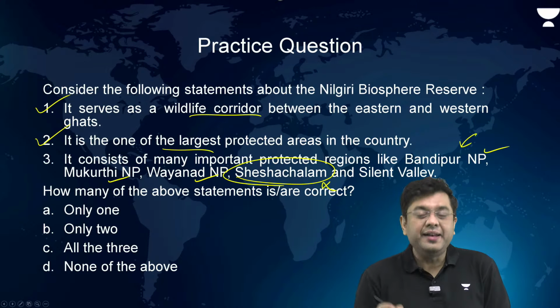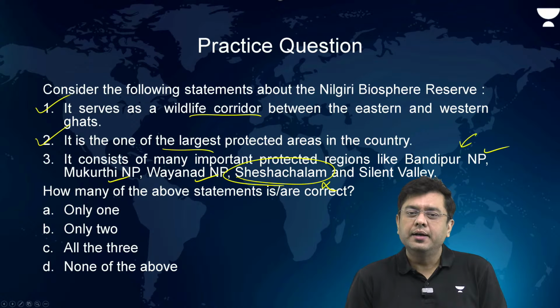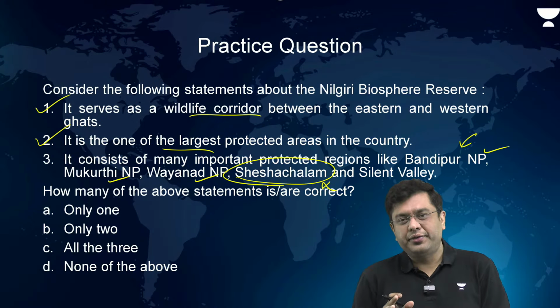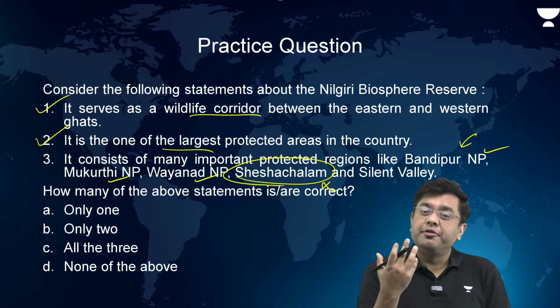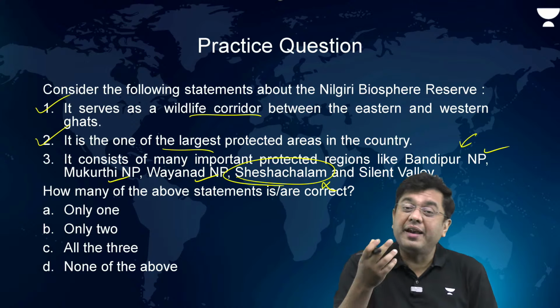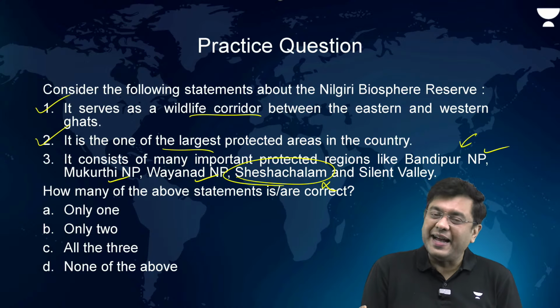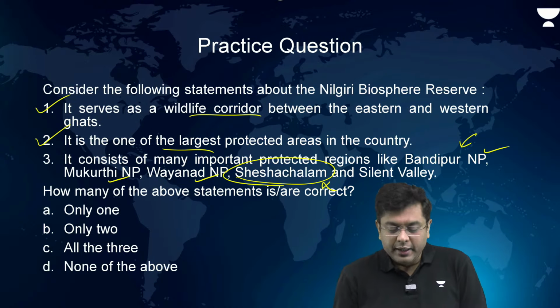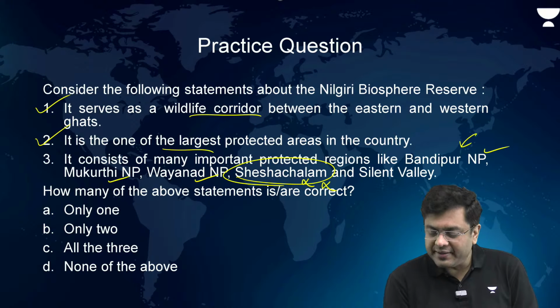incorrect. Where is Sheshachalam situated? Andhra Pradesh, right? In the eastern Ghats. That is where you have the region where you have the natural presence of red sanders. Red sanders is a dry deciduous kind of vegetation where a lot of smuggling is done. So this Sheshachalam is incorrect.